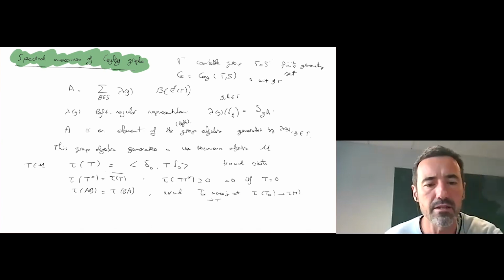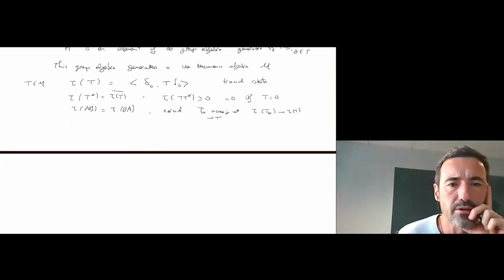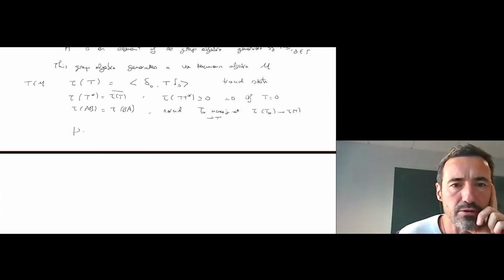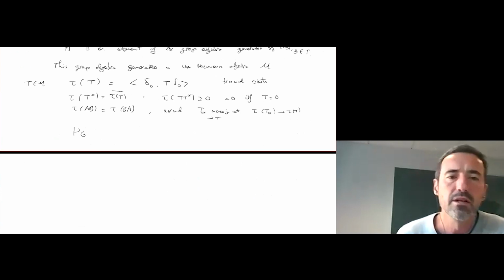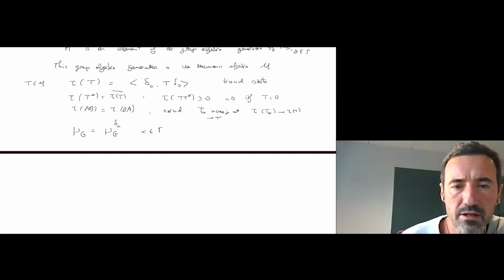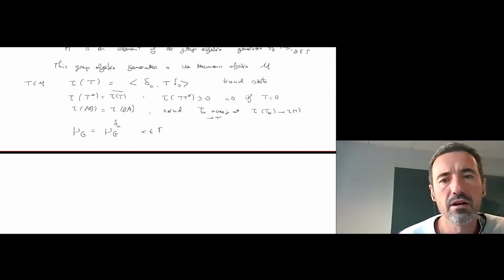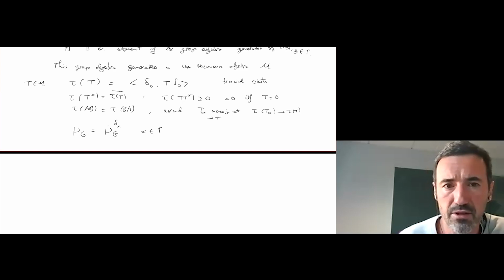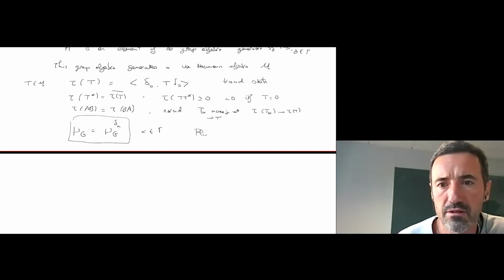Okay, and in terms of this, you can define the spectral measure of the graph G. I recall that the moments of this measure are just the closed walks on the graph starting from x. But since your graph is transitive, this spectral measure does not depend on the choice of x, and you call that the spectral measure. This is also called in this context the Plancherel measure.